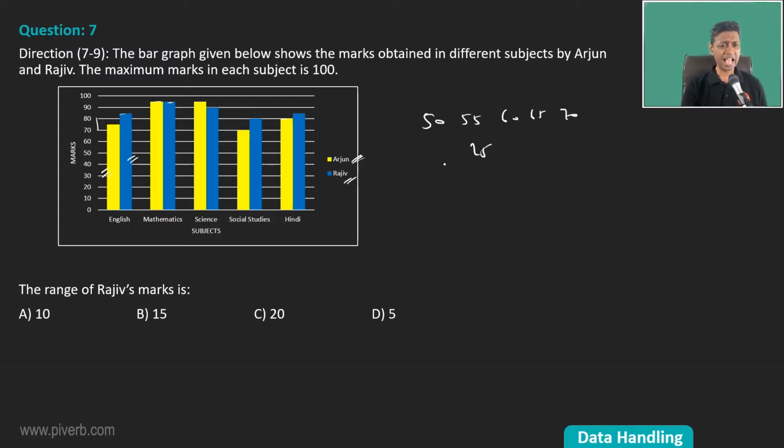Let's go to the question. The range of Rajiv's marks. Rajiv's marks, the range, what should this be? That is highest minus lowest. Rajiv is blue. Highest is here in mathematics.